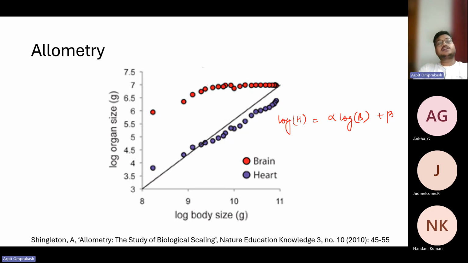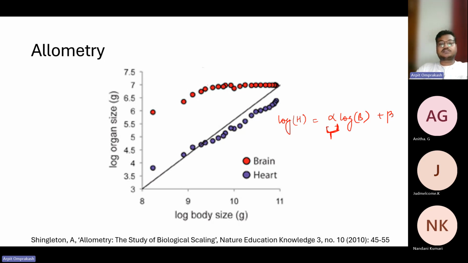What it means is that the value of alpha is basically what determines how fast or how slow this organ is growing with respect to the body.